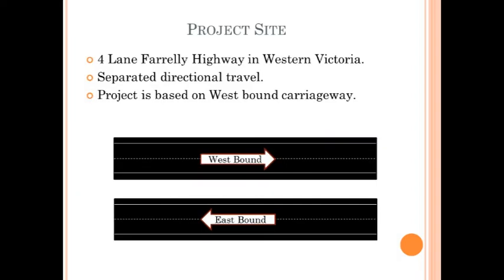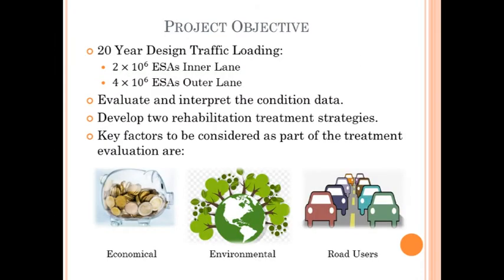Having a look at the project site itself, it's considered to be a 4-lane highway located in Western Victoria, with the west and eastbound carriageways being physically separated, with the focus of this project being on the westbound carriageway. And it's also assumed to be of a moderate traffic volume and located in a semi-rural environment.